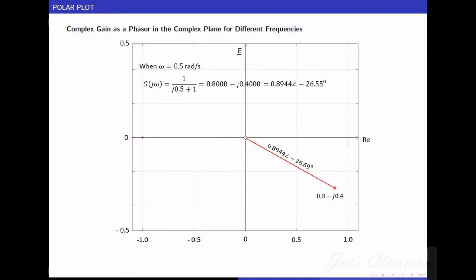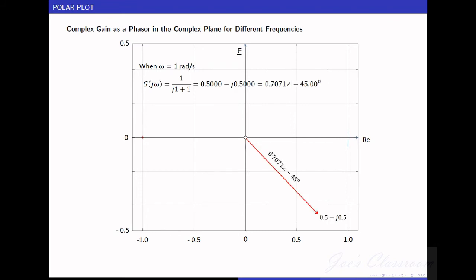What if I increase the frequency from 0.3 to 0.5 radians per second? You'll be able to see that this is the new value, and if plotted, this is the phasor I get, and the value converted to polar form will result in this, and the angle has increased whereas the magnitude has reduced.